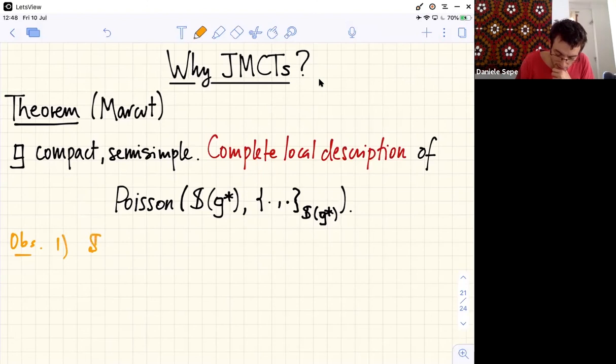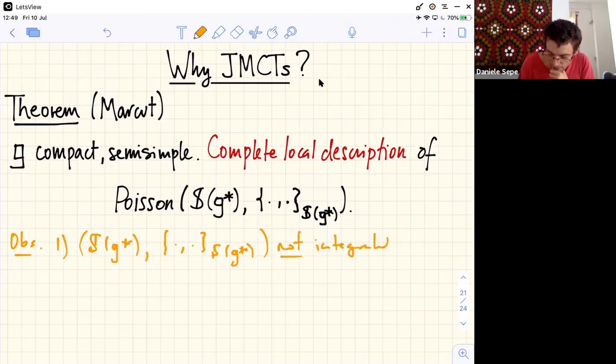So this guy is not, in general, integrable, except for some simple cases like SU(2) star, okay? But if you see it as a Jacobi manifold, I can give you a compact integration like this.